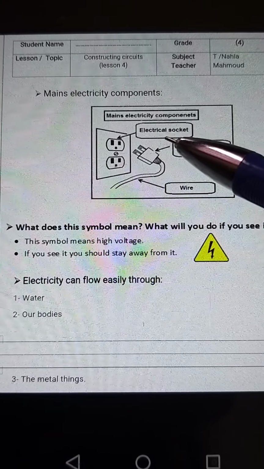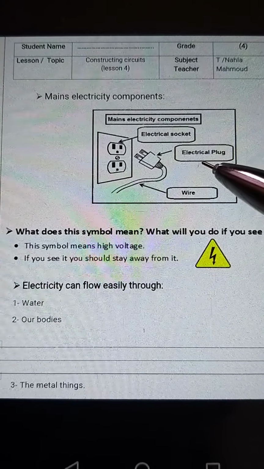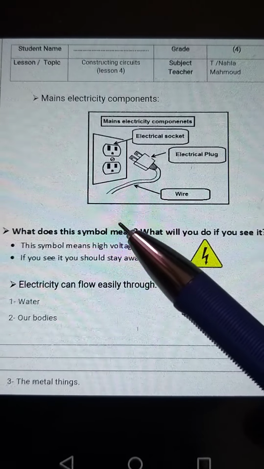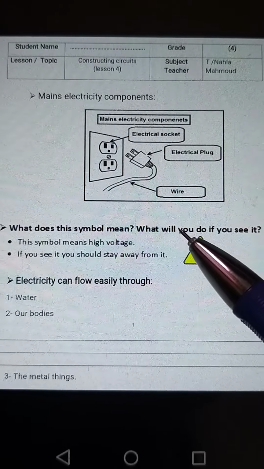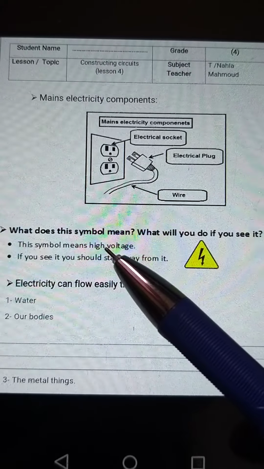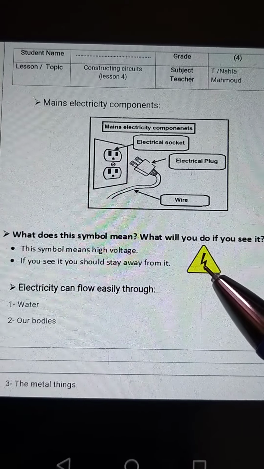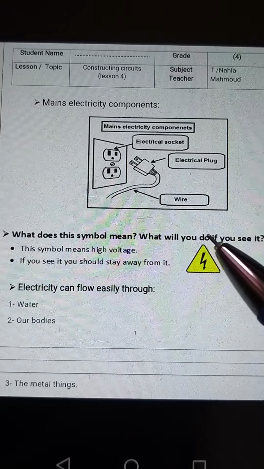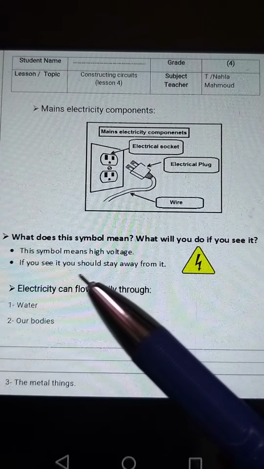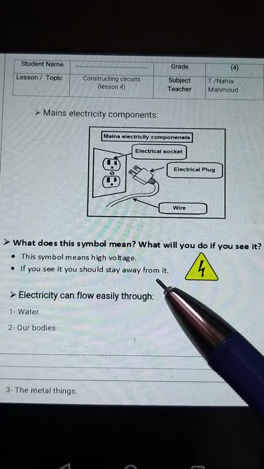This is what? Electrical socket, electrical plug and wire. Okay, what does this symbol mean? What will you do if you see it? This symbol means what, you grade 4? High voltage, so high electricity, so very dangerous. So this place is very dangerous. This place has very high voltage. So what will you do? If you see it, you should stay away from it.